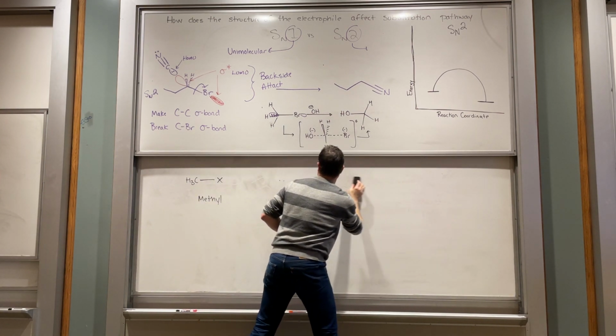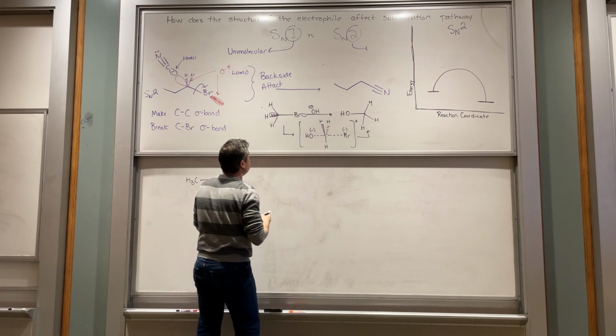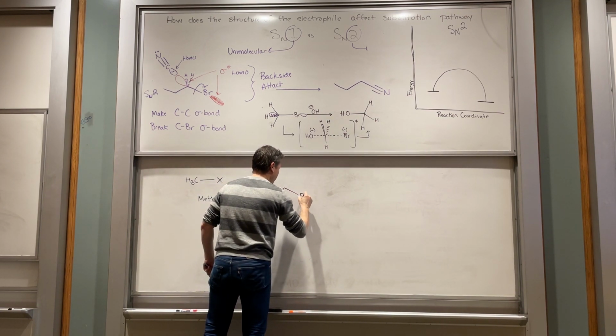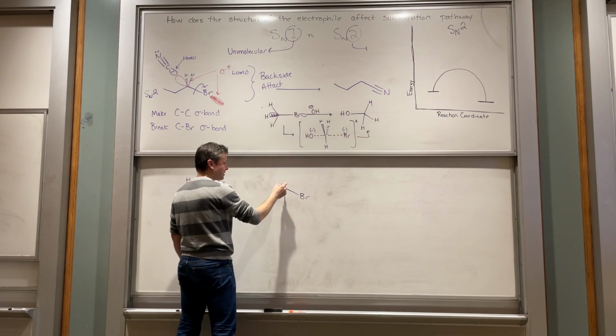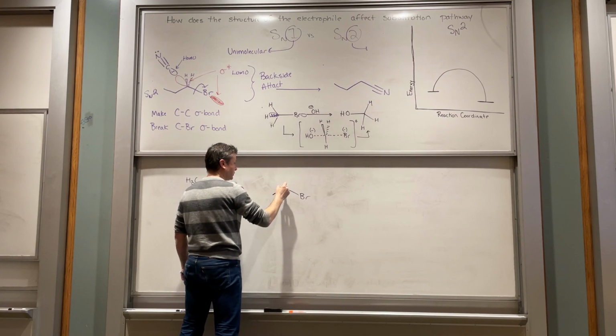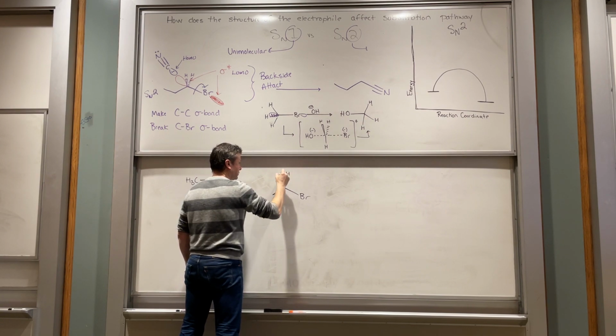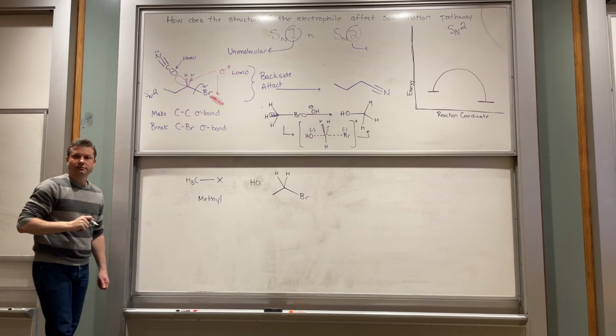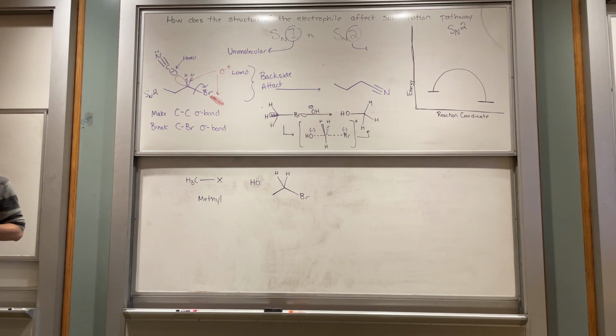So if we change this electrophile to a secondary electrophile, we'll keep the same leaving group. All we're doing is just adding another carbon. These hydrogens are still there, and our hydroxide is still going to be the nucleophile. How is this reaction going to compare to the reaction with the primary electrophile? Energetically, what's going to change?